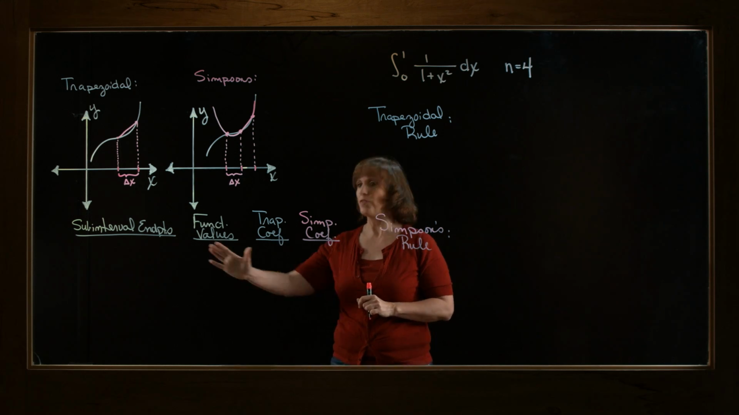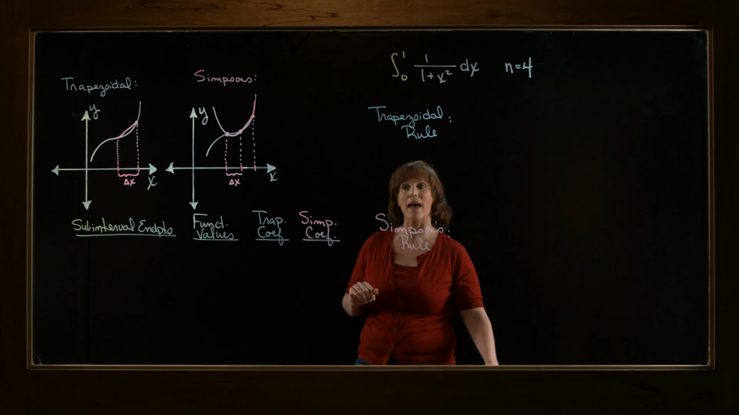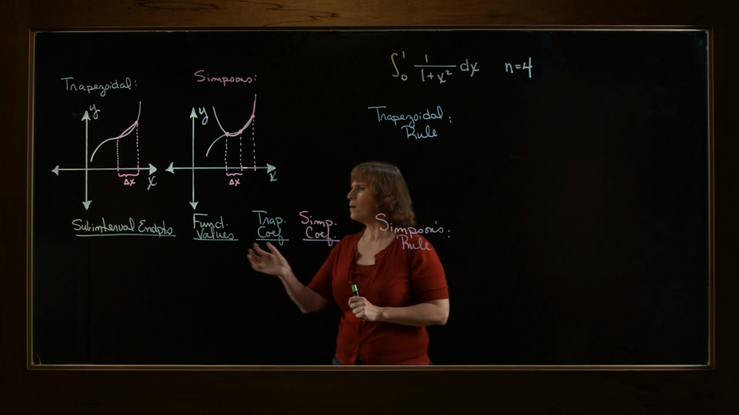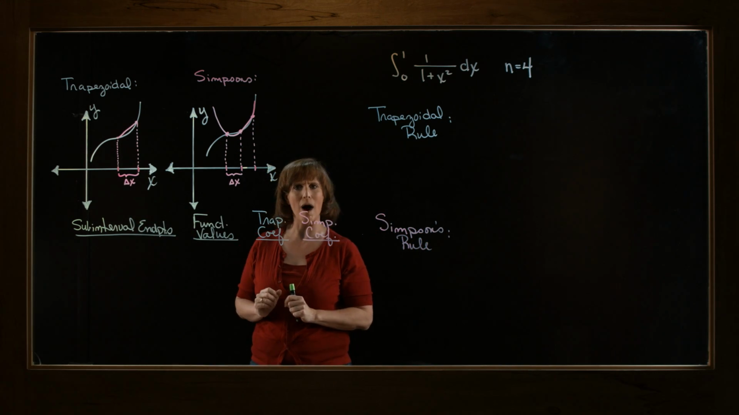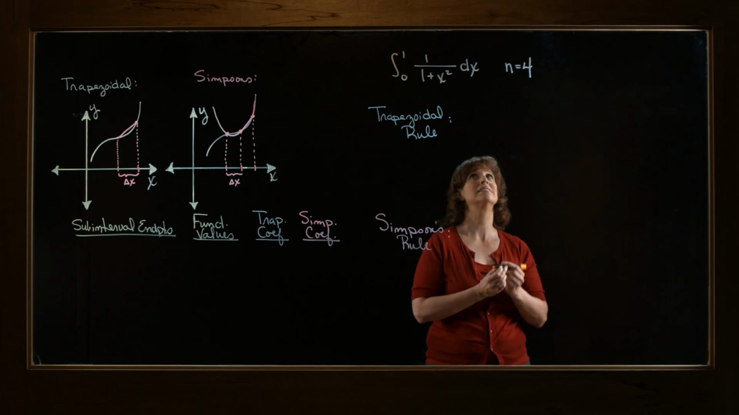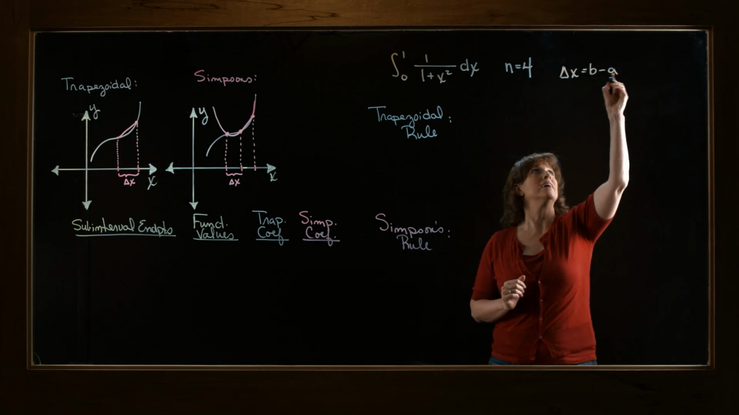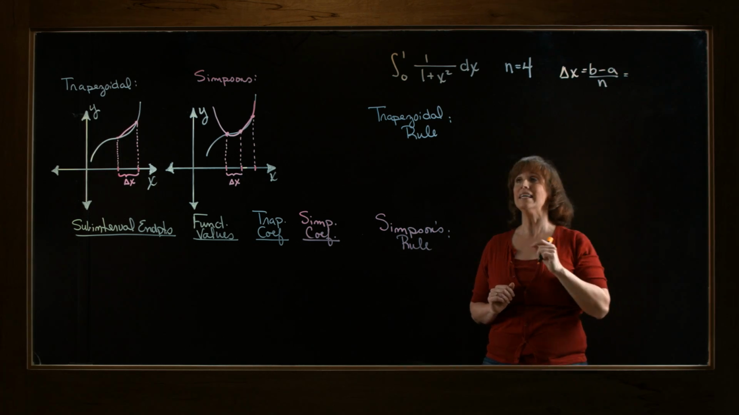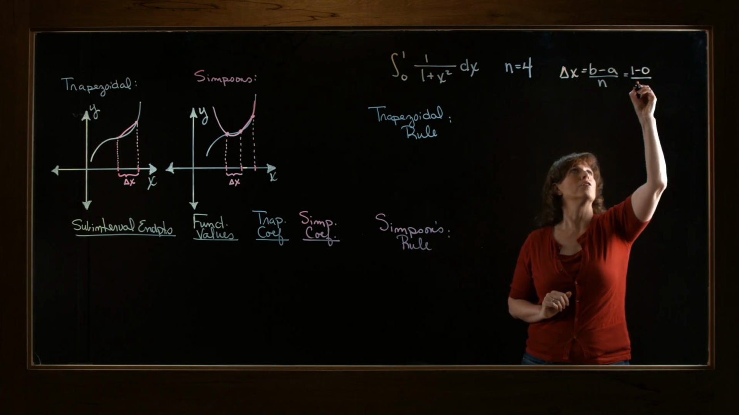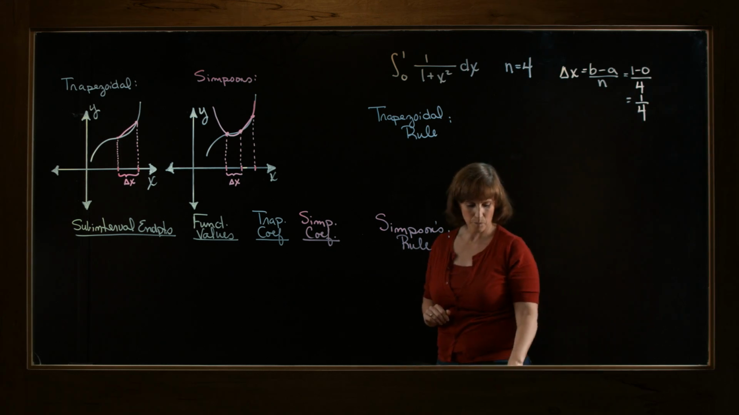First, we're going to look at those common points: the subinterval endpoints. In my particular example, I'm going from 0 to 1. Before I get those endpoints, I need to know how wide the interval is. So I can calculate delta x by saying that it's b minus a divided by n. In this case, it will be 1 minus 0 all over 4, or 1/4.